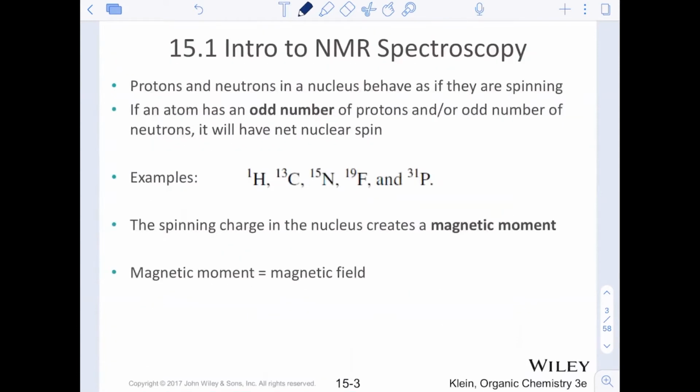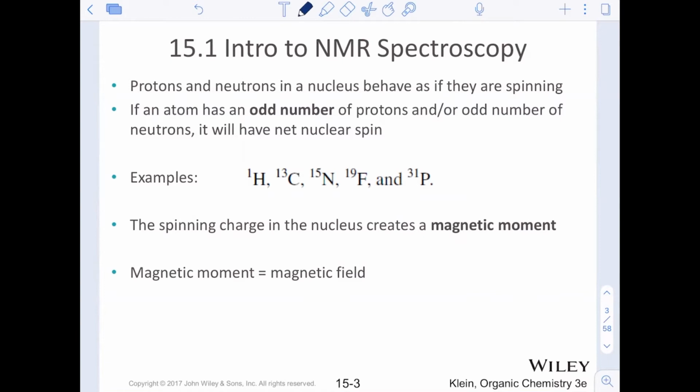compounds. So protons and neutrons are in the nucleus. Hopefully remember that. And they behave as if they are spinning, right? So think about them as protons, at least, are positively charged, right? And they're spinning around. Neutrons are neutrally charged. They're in there as well, spinning around. If an atom has an odd number of protons or an odd number of neutrons, it will have a net nuclear spin, right? So overall, the things in the nucleus need to be odd in number, right?